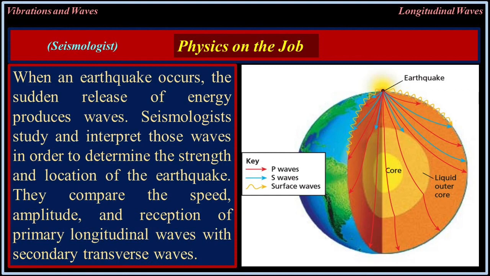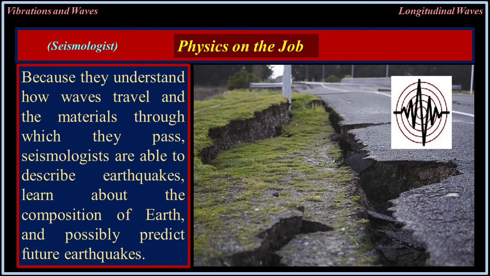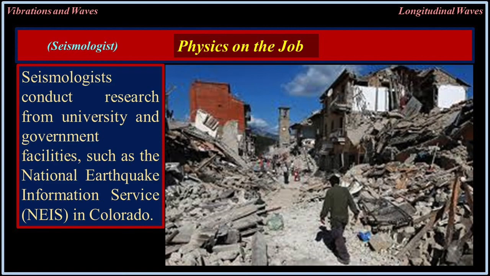Seismologist, physics on the job. When an earthquake occurs, the sudden release of energy produces waves. Seismologists study and interpret those waves in order to determine the strength and location of the earthquake. They compare the speed, amplitude, and reception of primary longitudinal waves with secondary transverse waves. Because they understand how waves travel and the materials through which they pass, seismologists are able to describe earthquakes, learn about the composition of Earth, and possibly predict future earthquakes. Seismologists conduct research from university and government facilities such as the National Earthquake Information Center, NEIC, in Colorado.